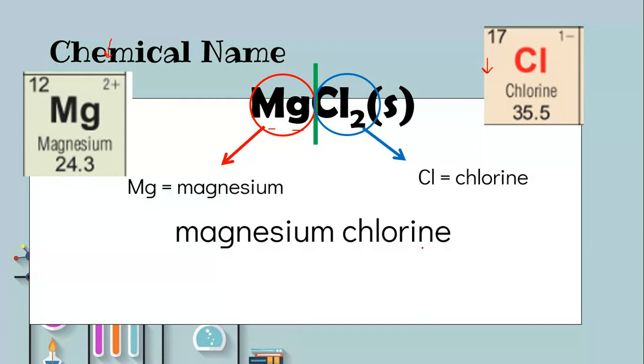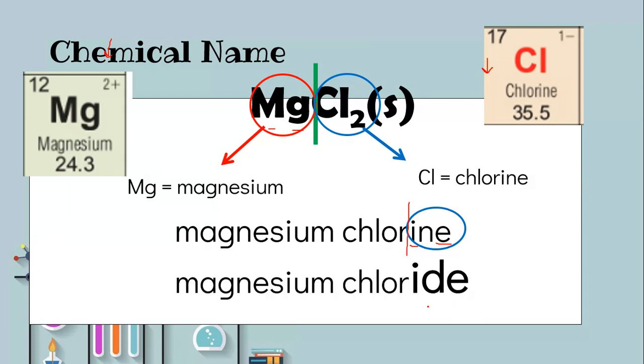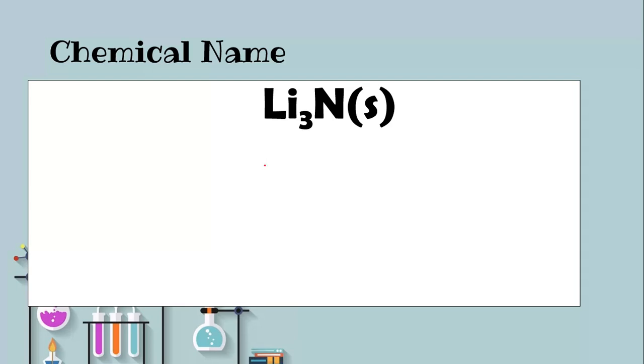Remember, I've got to figure out where I truncate that because you always change the second element to IDE. So here's my first vowel. Here's my second vowel. I'm going to boop, chunk it off right there. When I take that off, remember, it becomes magnesium chloride. Okay? Let's try our next one here.